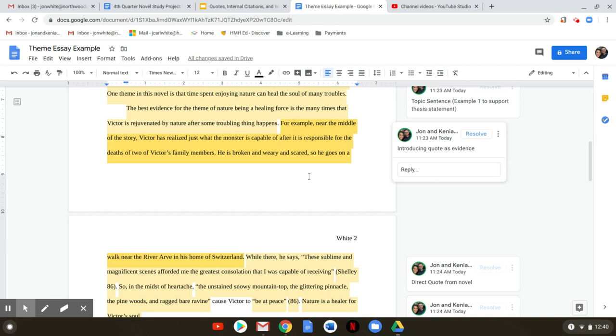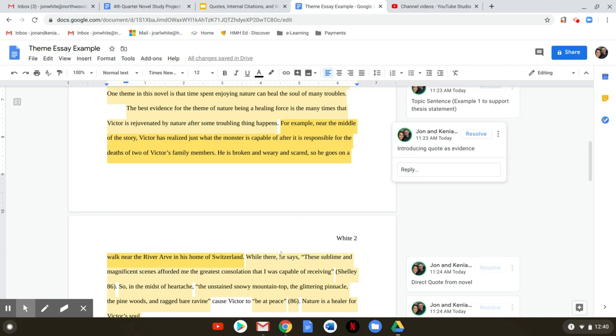For example, near the middle of the story, Victor has just realized just what the monster is capable of after it is responsible for the deaths of two of Victor's family members. He is broken and weary and scared, so he goes on a walk near the river Arve in his home of Switzerland. That's an introduction to a quote.